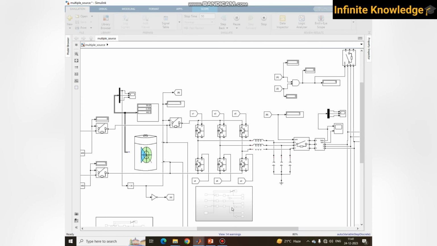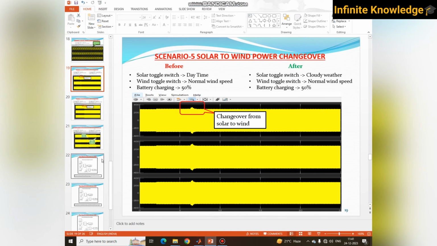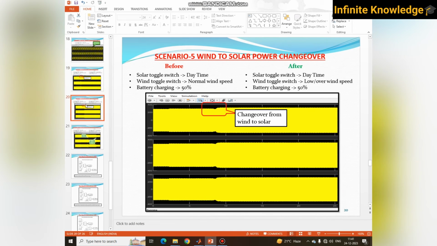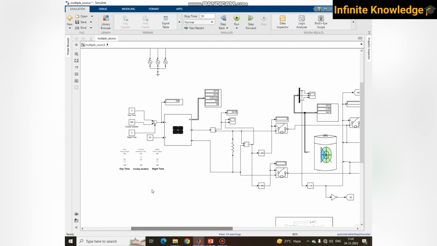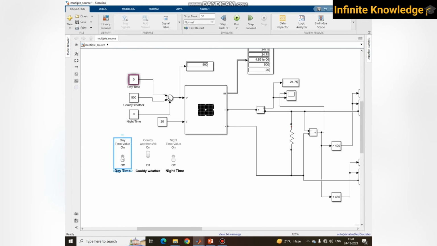So what is scenario 6? Okay, oh, it's scenario 5 again. Before, it is daytime with normal wind speed. Now what happens? An over wind speed scenario happens. Over or lower, any of these will happen. So at this time your wind is isolated and only solar is available. So we will check this one also. To check this scenario, we need to switch back to our simulation and check. Okay, you need a normal daytime.